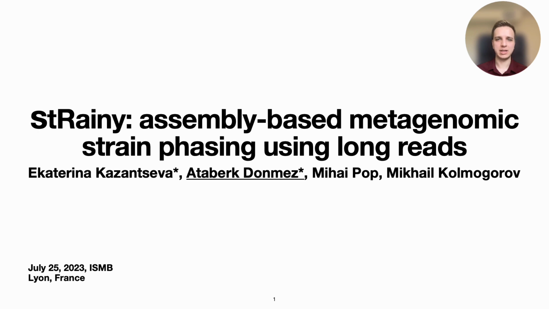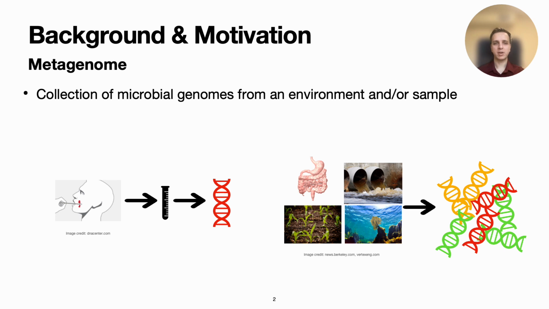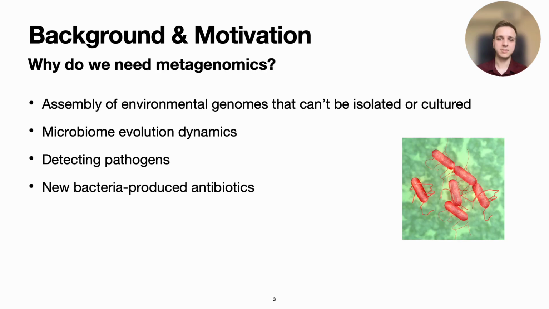Starting off with background and motivation, we know that a genome is the genetic material of a single individual, whereas a metagenome is a collection of microbial genomes from an environment or a sample. These samples are usually collected from places such as the human gut, wastewater, soil, or marine environments. But why do people work on these samples that contain multiple species and individuals? Well, because metagenomics is a great way to study the composition and the diversity of these microbial communities.